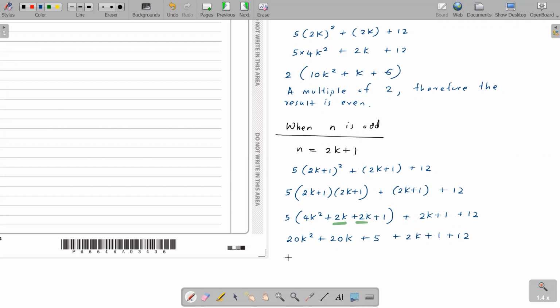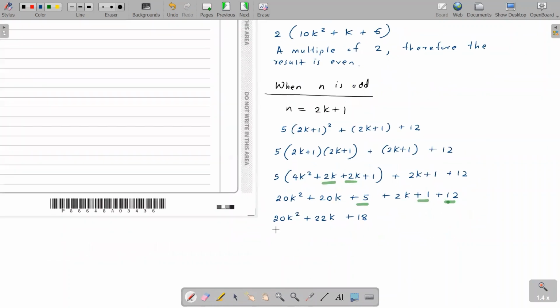Shall we add everything? So I get here 20k square. Plus 20k plus 2k is plus 22k. Can you all add the values here? 5 plus 1 plus 12. How much is it? 18. So main thing is, can we take a 2 out? Yes. 10k square plus 11k plus 9. This is again a multiple of 2. Therefore, the result is even.